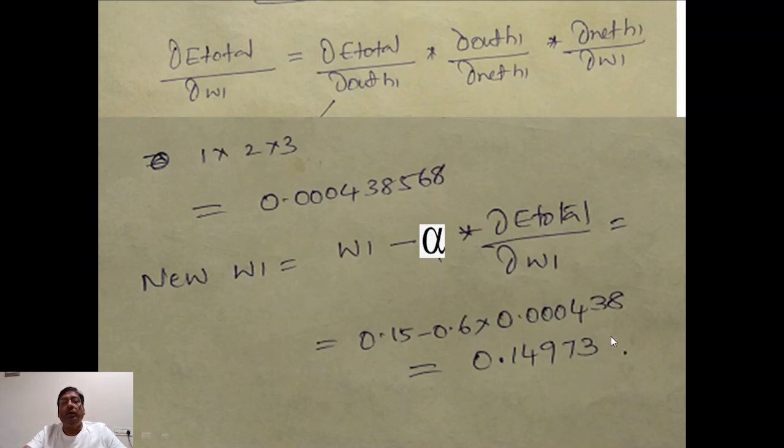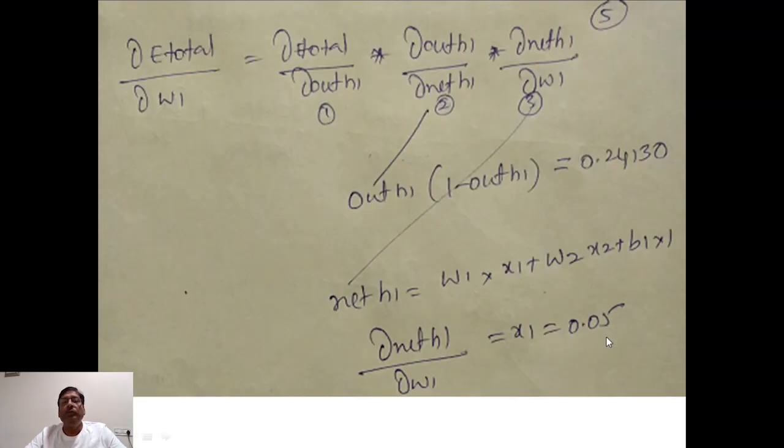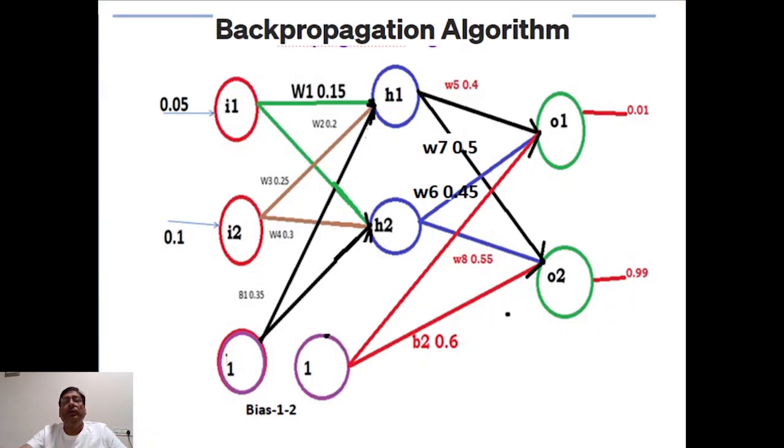So this is the new value for the weight W1. This is how you are going to calculate W1. And once you know how to calculate W1, you can easily calculate weight 2. You can calculate the value for weight 3, weight 4, and so on.